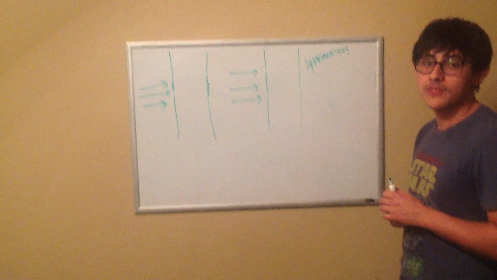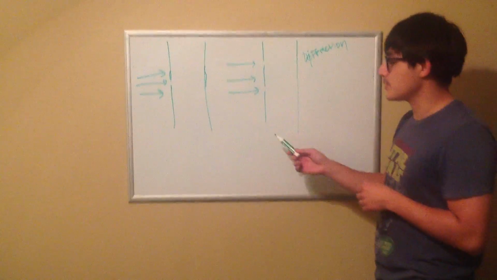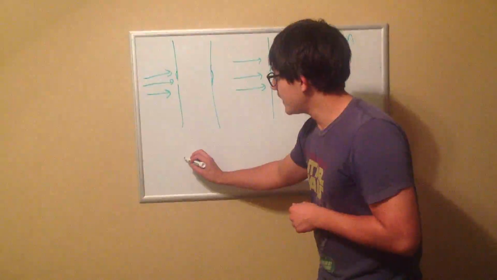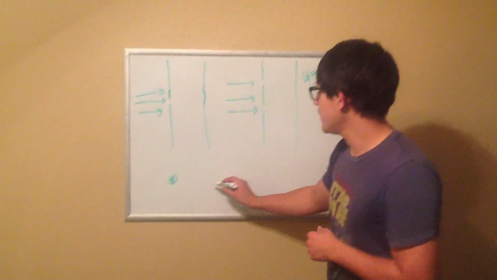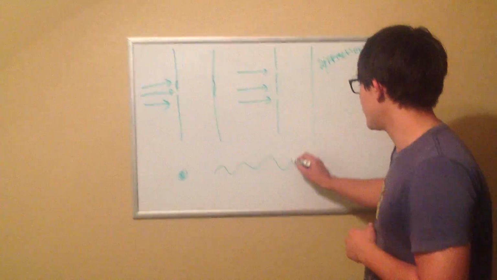Alright, I'm going to be talking about diffraction today, and diffraction deals mostly with the wave property of light. So light has two properties. It can be thought of as a particle, as a solid unit, or it can also be thought of as a wave, having a wave function.